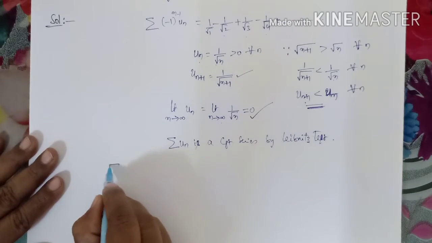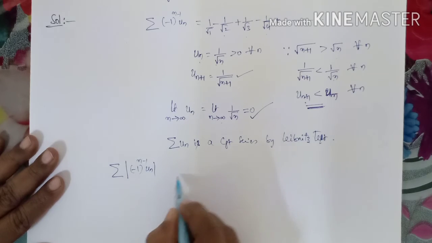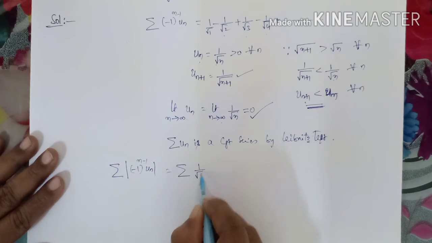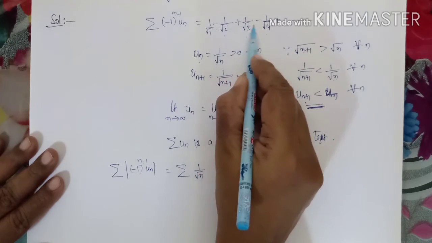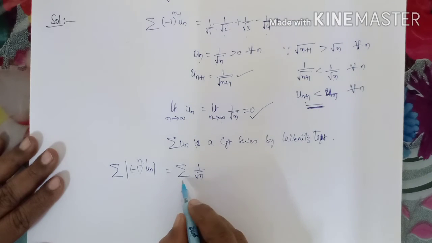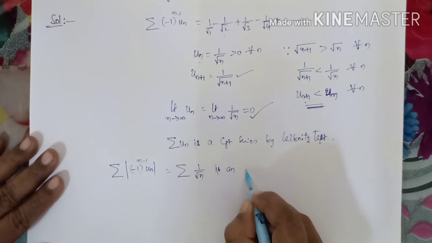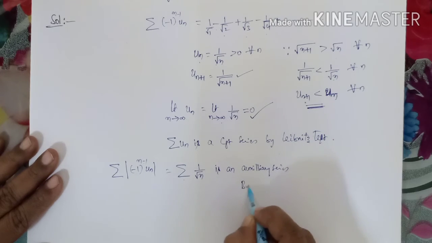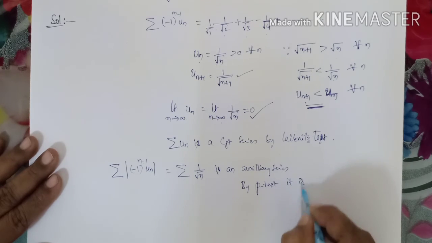Next, sigma modulus of minus 1 whole power n minus 1 un is sigma 1 by root n. On applying the modulus, we take all these negative terms and make them positive. So now this is equal to sigma 1 by root n. This is an auxiliary series. Therefore, by P test, this series is divergent.